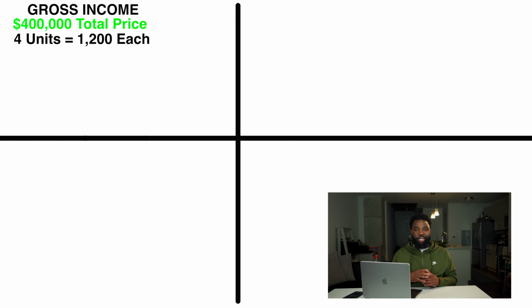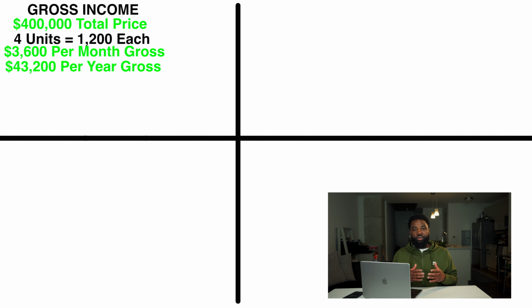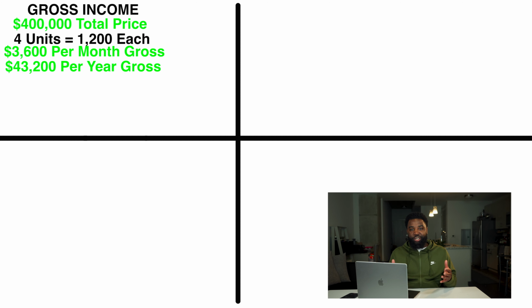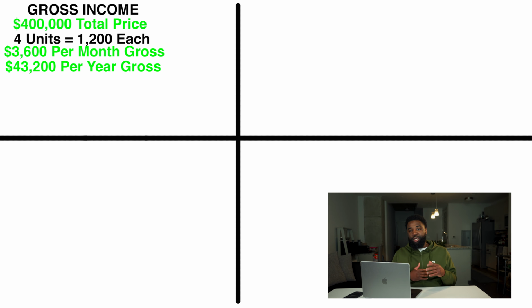All right, so let's say that we're looking at a $400,000 property and it's a 4-unit fourplex. If we rent this property out for $1,200 per unit, the gross amount that we will receive from this property will be $3,600, which will give you a yearly total of $43,200 per year.